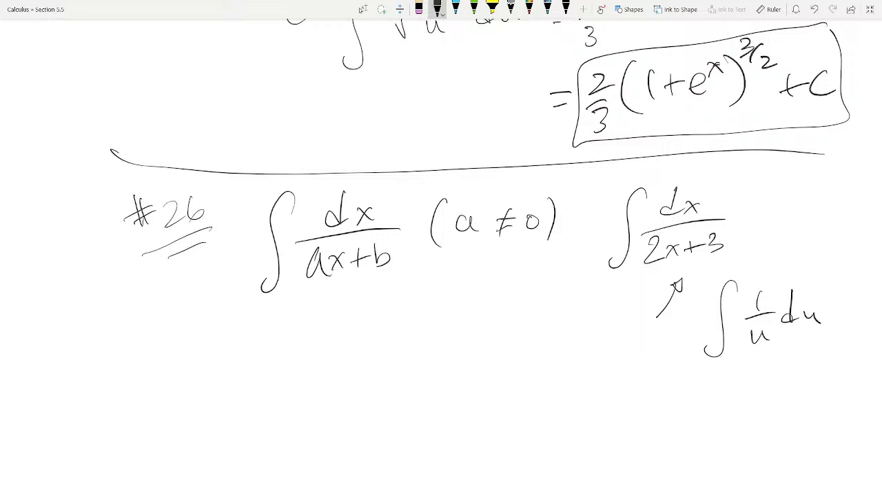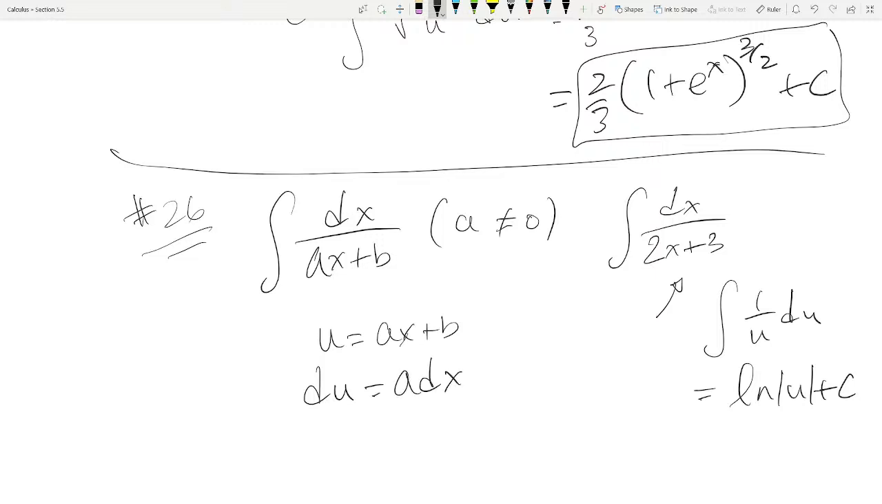Okay, so when you have a fraction, and especially when it has a 1 on the numerator, it's a good idea to pick u to be the denominator, because then 1 over u du is one of those ones that we're expected to be good at and recognize immediately. When I pick u to be ax plus b, du is a dx. Remember, b is a constant, so the derivative of that is 0.